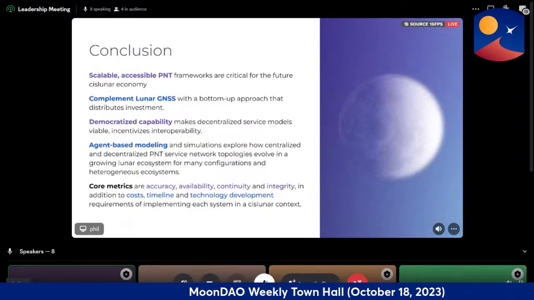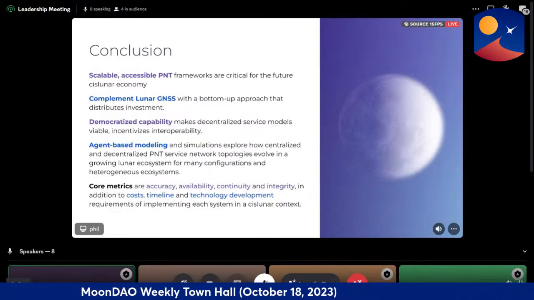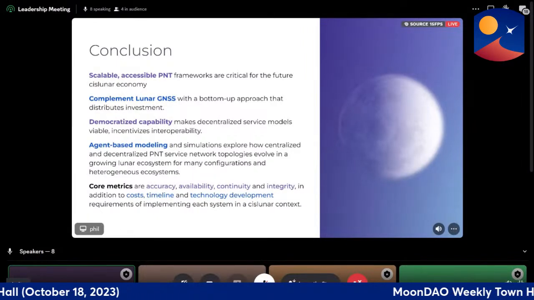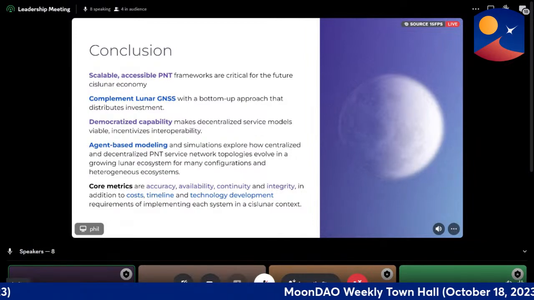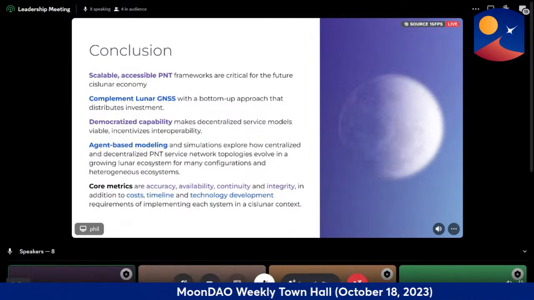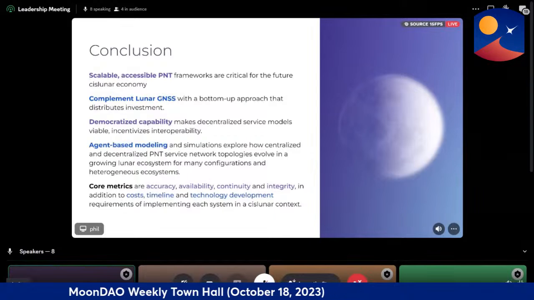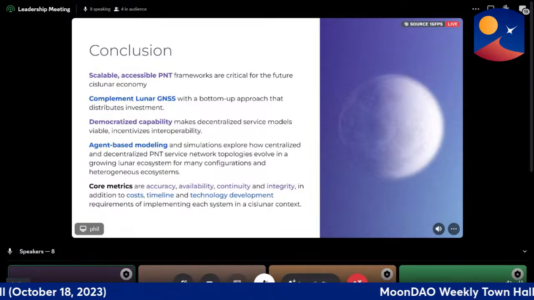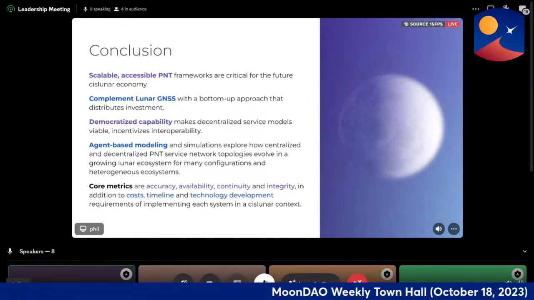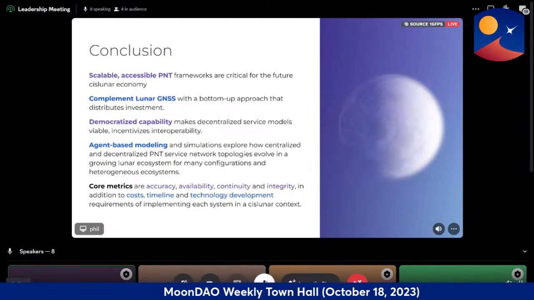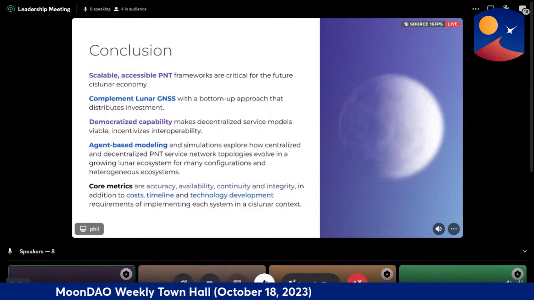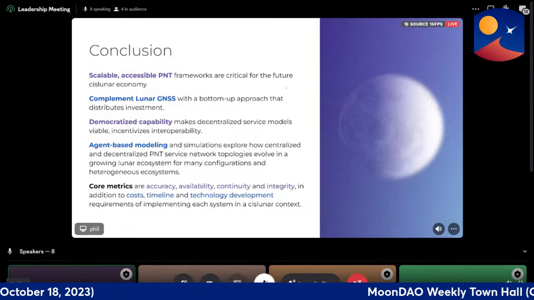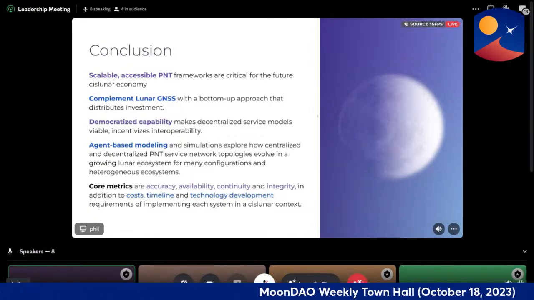We can do this with simulation to completely instrument and predict how things would work in a number of scenarios over time, in different potential scenarios where the lunar ecosystem grows. We have core metrics, and it's not just performance, but it's also mission metrics, cost, timeline, tech development, everything. And this is totally doable. I am 100% convinced, and I'm really excited to keep working on this with Moondao.